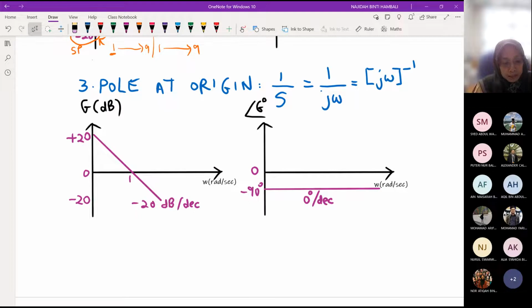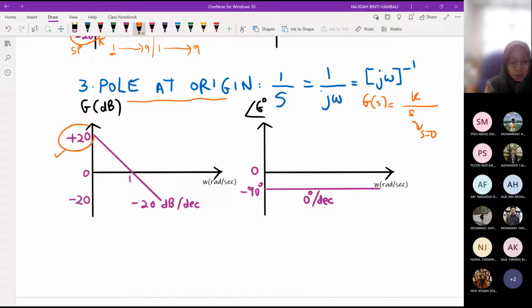Next one. The third theory is for pole at origin. For example, if you have this one, K, S at your denominator where this S is equal to 0. Since it is at the denominator, it is pole at origin. And for pole at origin, the starting point for magnitude is positive 20 dB, fixed, while the slope is negative 20 dB per decade. For phase, the starting point is negative 90 degree while the slope is 0 degree per decade.